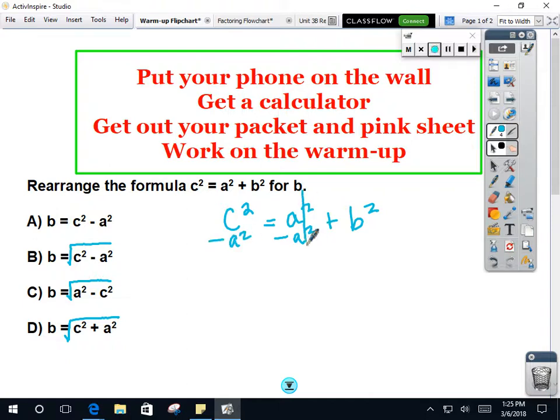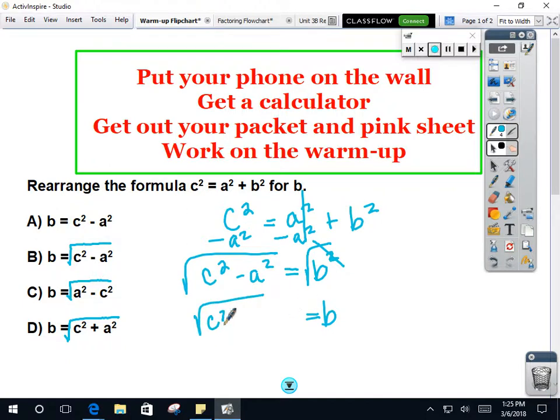Those now cancel out, and you have c squared minus a squared on the left side of the equal sign, and on the right side, you're only left with that b squared. Now to get b by itself, what has to go? The exponent. What is the inverse operation of squared? Square root. They cancel each other out, leaving b by itself. And if you square root that side, you have to square root that side. So you end up with b equals the square root of c squared minus a squared.